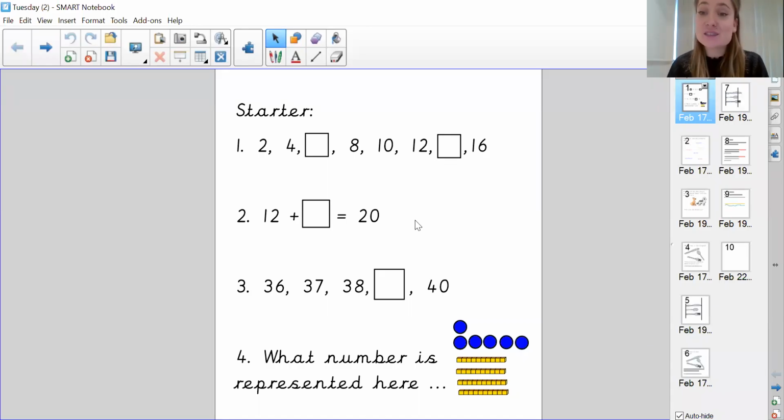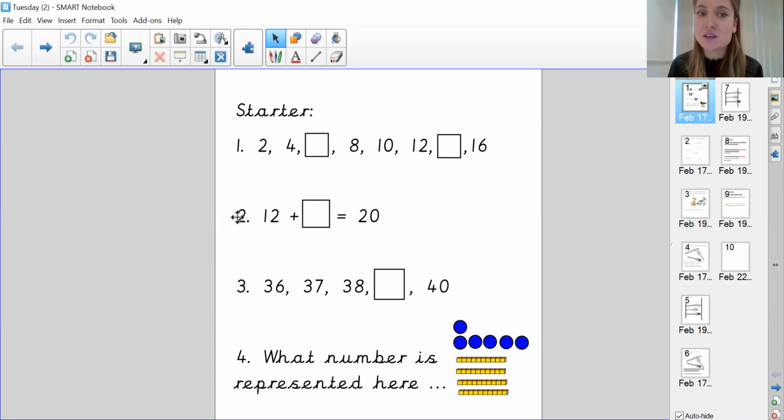Okay, so to start today, I would like you to have a go at some of these questions. These are recapping some of the things we did last half term. So we've got a pattern and you've got to fill in the missing numbers, okay? 2, 4, 8, 10, 12. So see if you can find the missing numbers and fill those in for me.